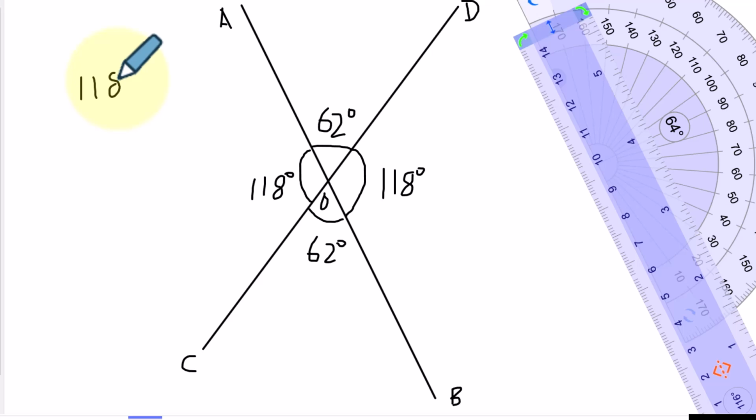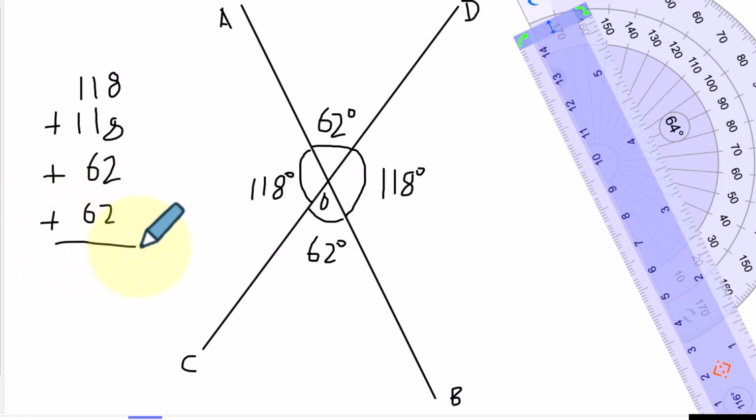So 118 plus 118, then plus 62, then plus 62 again. Then rule your line. Add everything. Let's see our result. So 8 plus 8, 16. 16 plus 2, 18. 18 plus 2, I get my 20.